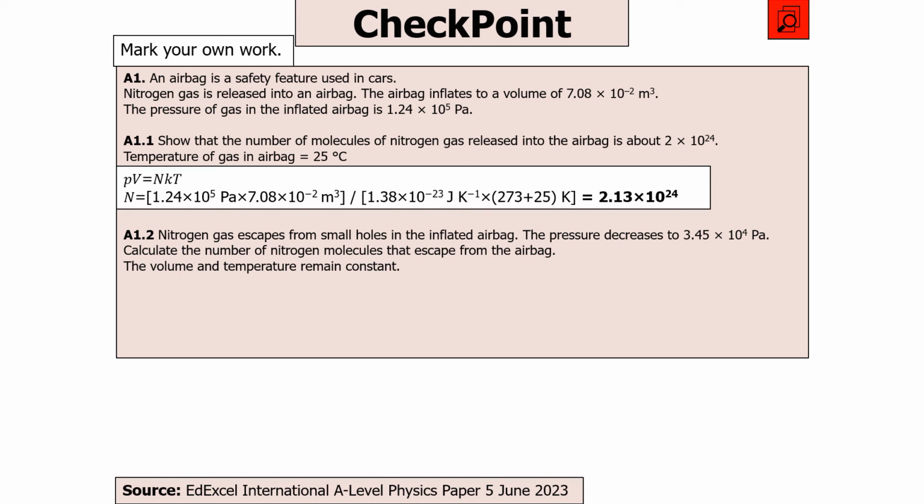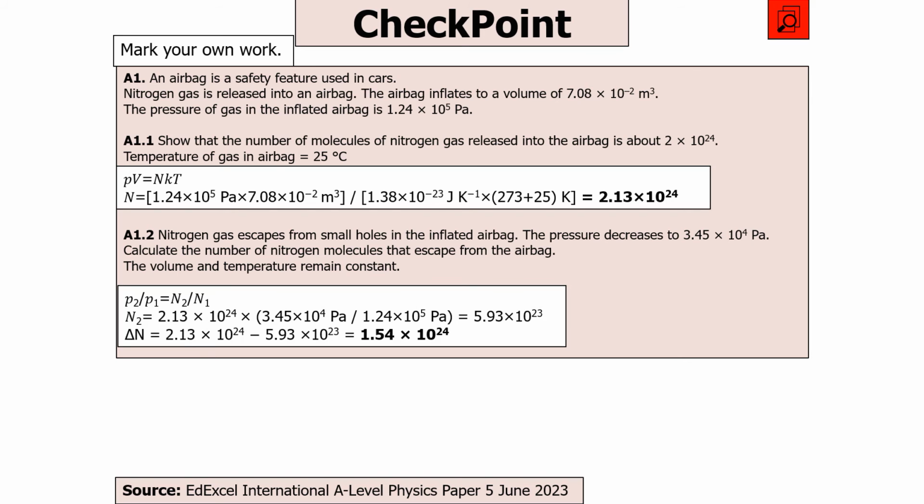We can therefore say for this next question that because we know the volume and temperature remain constant, well then the pressure is directly proportional to the number of nitrogen molecules in the bag. So therefore P2 over P1 equals N2 over N1. So you can work out what N2 is, pop in all the values, and we get N2 to be 5.93 times 10 to the 23 molecules. But it wants to know how many molecules have left the bag. So you do the start number, 2.13 times 10 to the 24, minus the final number, 5.93 times 10 to the 23, so 1.54 times 10 to the 24 molecules have left the bag.